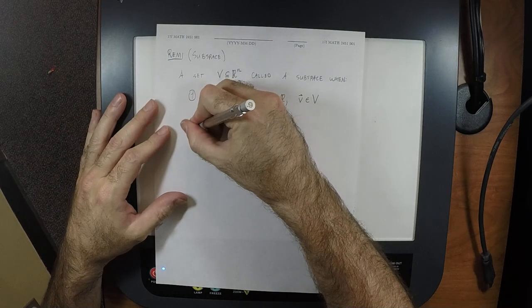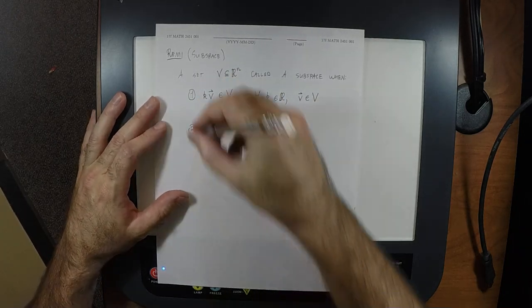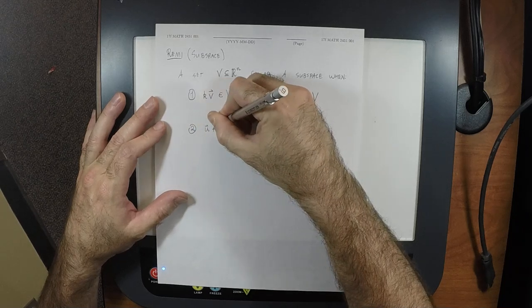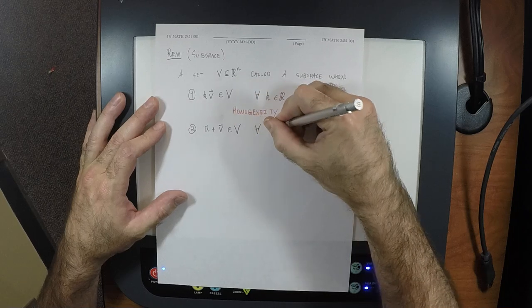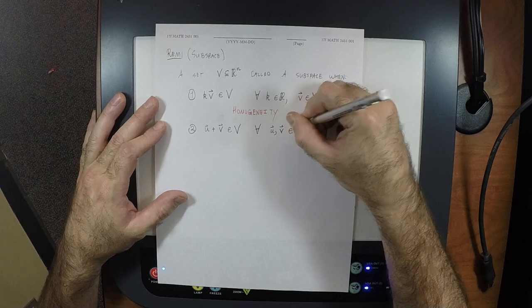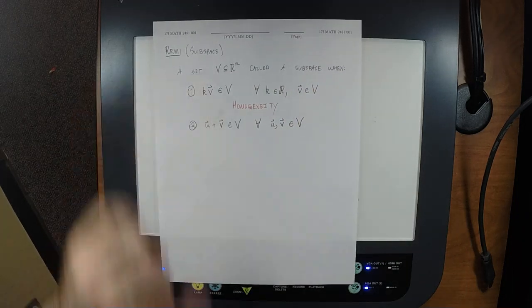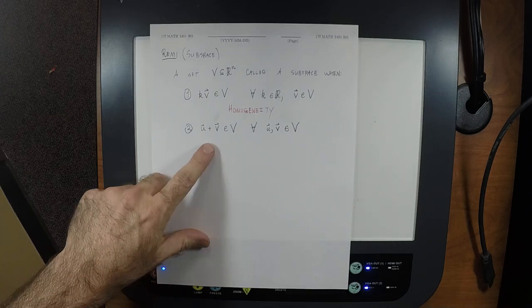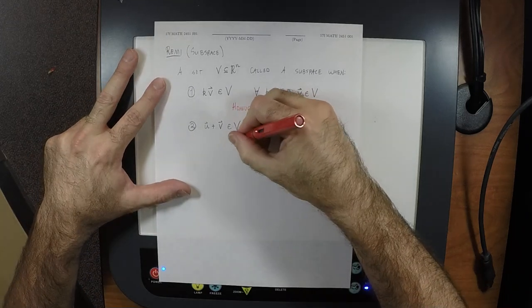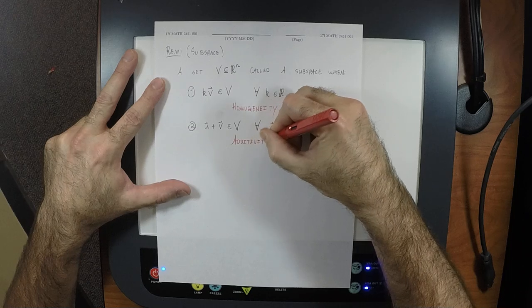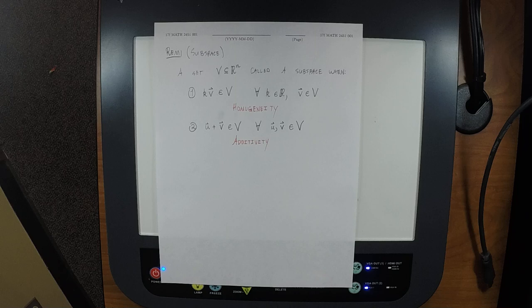What's the other property that you must have? Yes, that u plus v must be an element of V for all u and v in the space V. What's this one called? Starts with A. Additivity. So it's possible to have things that are homogeneous. It's possible to have things that are additive. But only when you have both homogeneous and additive is it the case that it's a subspace.